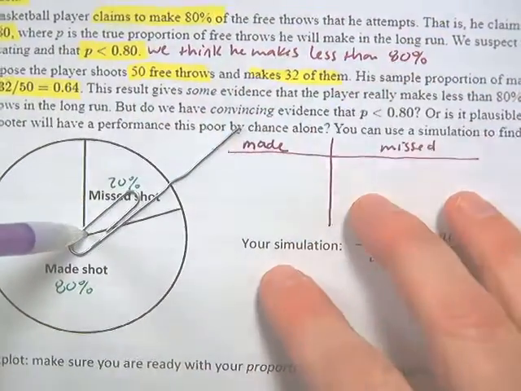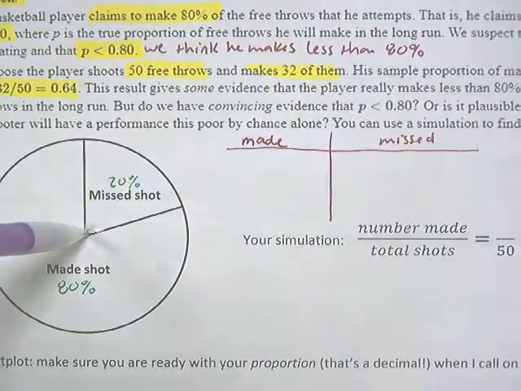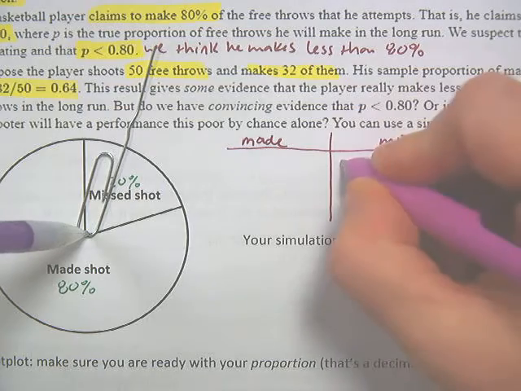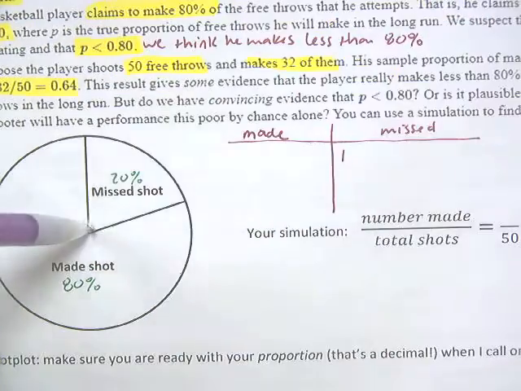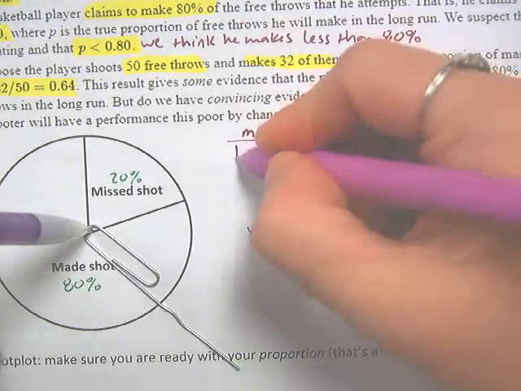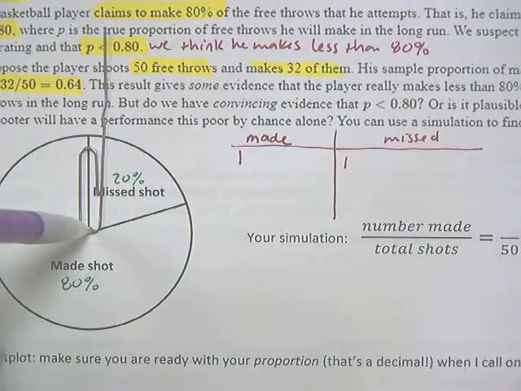So I'll just do a couple to show you, okay? I'm going to flick it. I land on missed. Put a tally mark there. And then I'm going to flick it. I land on made. Make a tally mark. And you can go through and you can do this really fast.